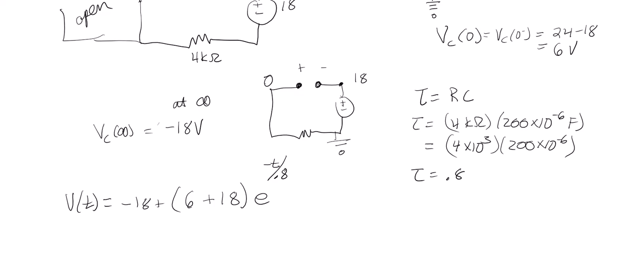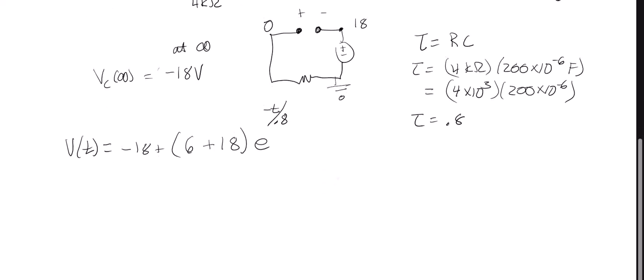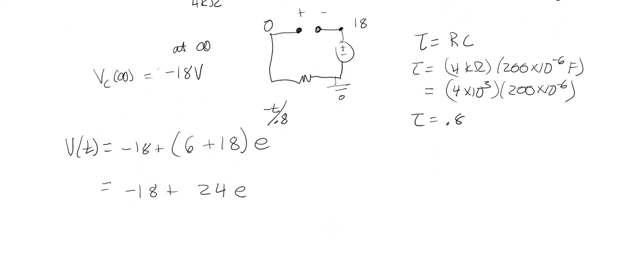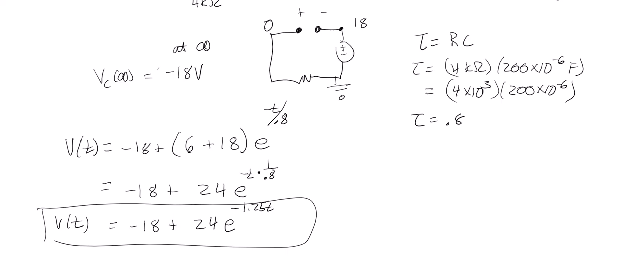Now, you typically don't leave it like that, so t over 0.8, so this is minus 18 plus 24e, and this is the same as minus t times 1 over 0.8, and 1 divided by 0.8 is 1.25. So this is minus 18 plus 24e to the minus 1.25t. Questions on that?